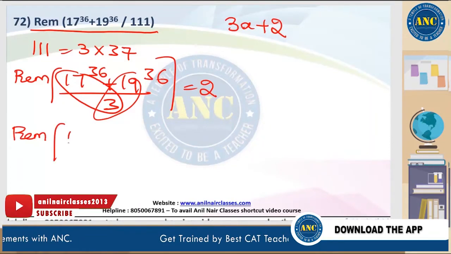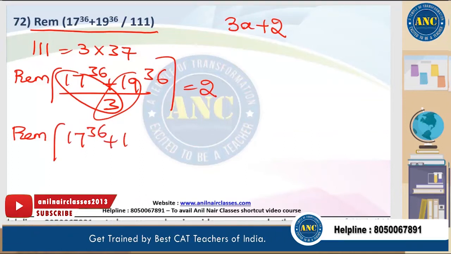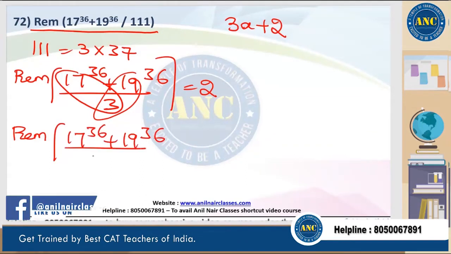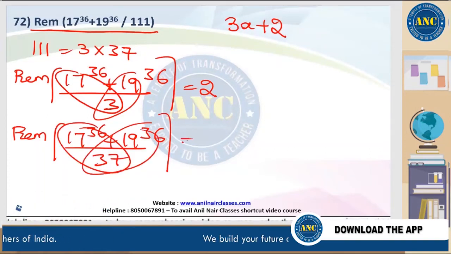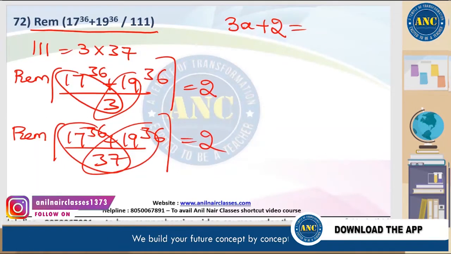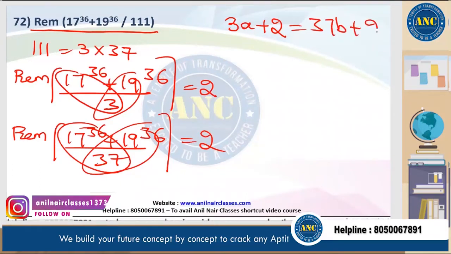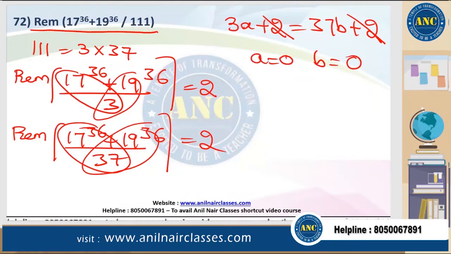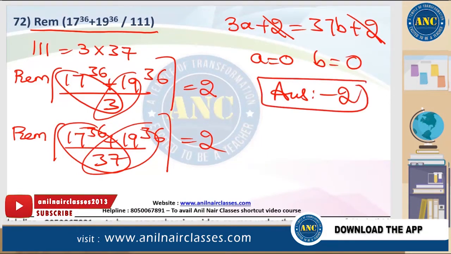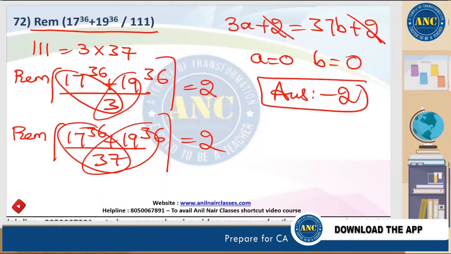Another is 17 power 36 plus 19 power 36 divided by 37. By Fermat's theorem, each gives 1, so again 2. That is 37b plus 2. The 2s cancel, a is 0, b is 0. So the answer is 2. I hope it is clear.